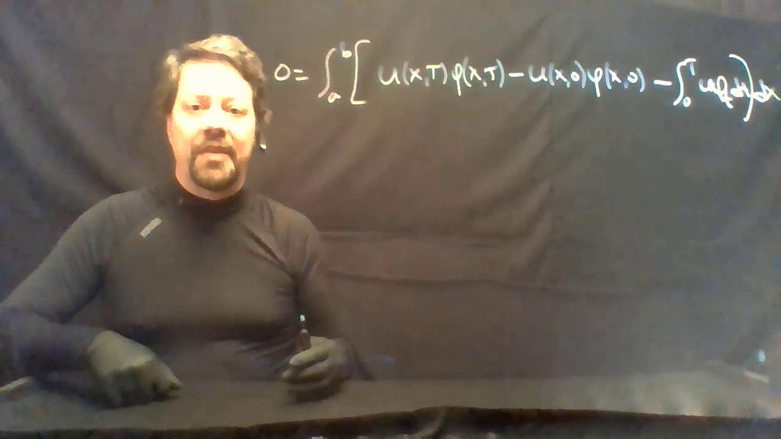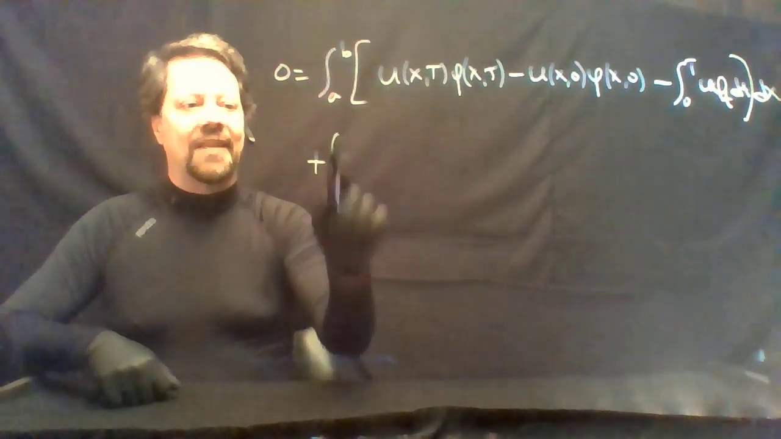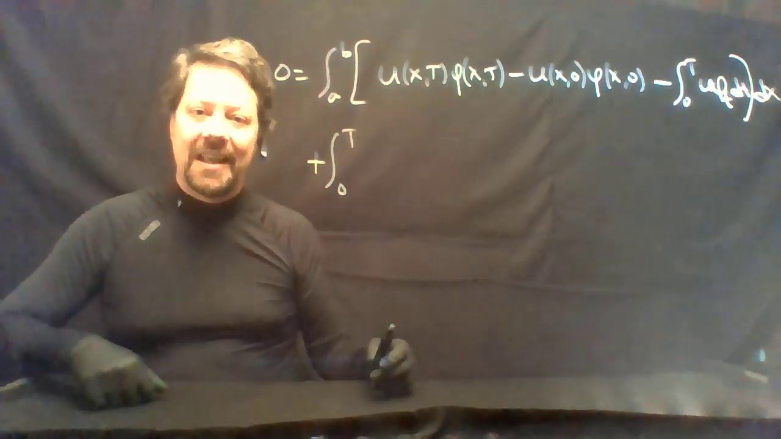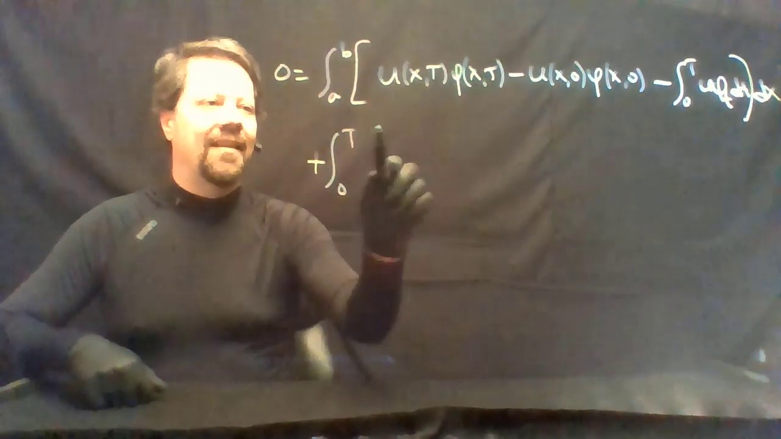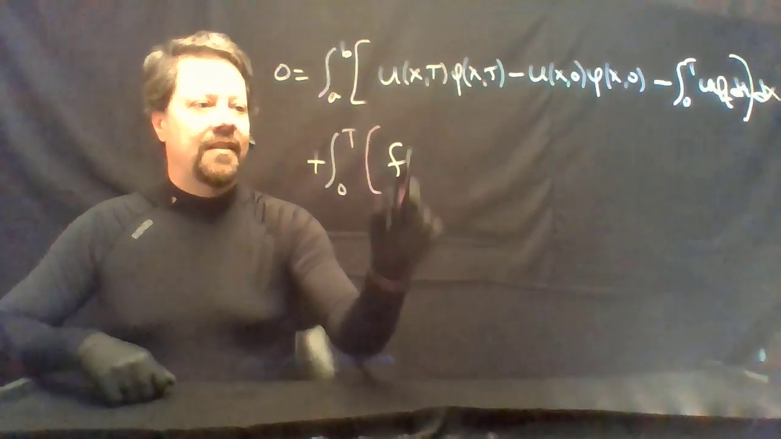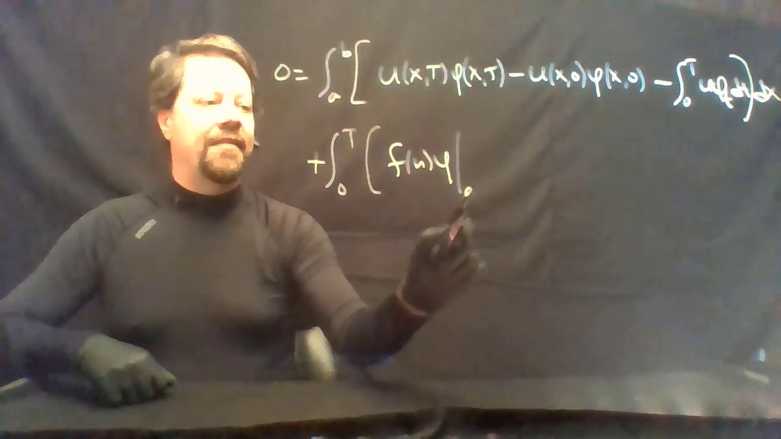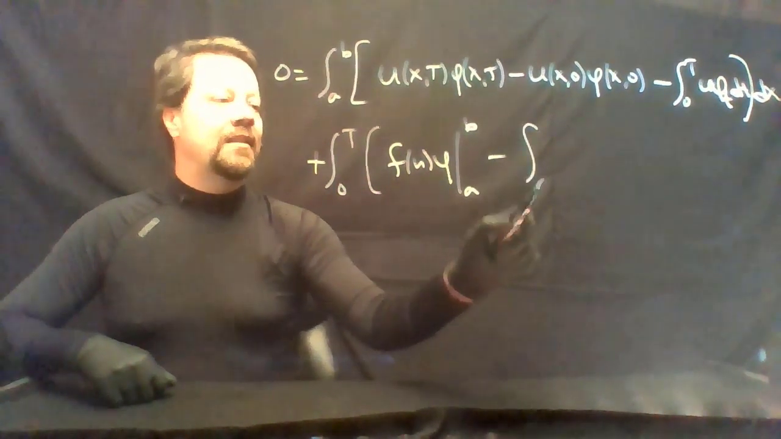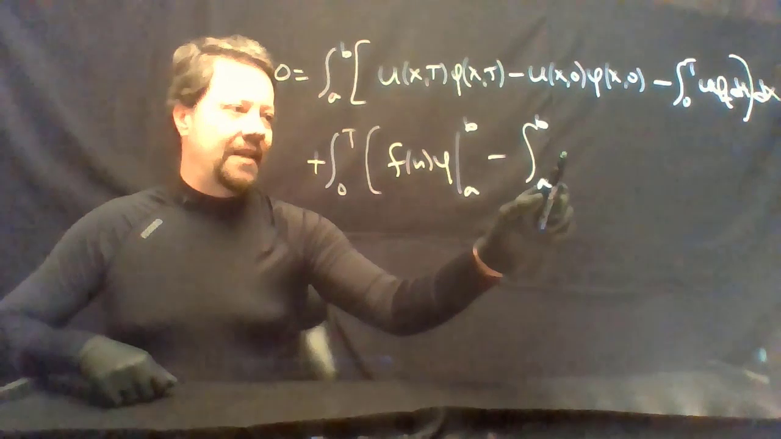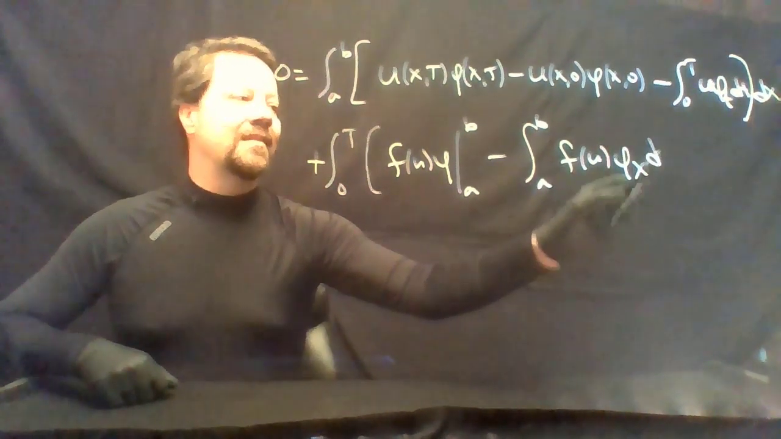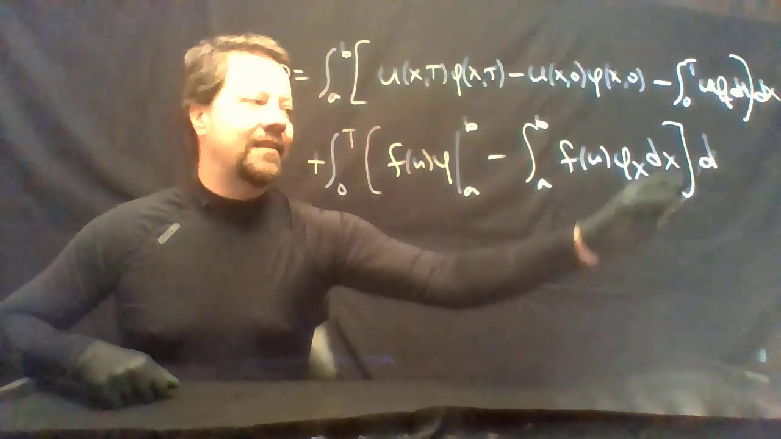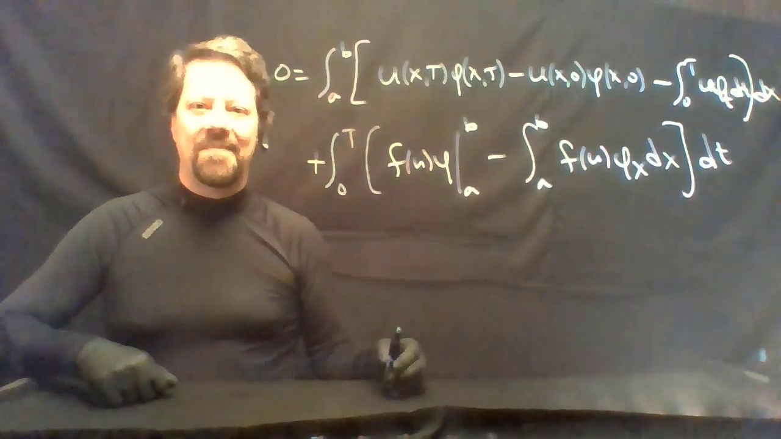On the second term, the derivative was with respect to x, so we need to perform the integration by parts with respect to the integral on x. We'll have f of u phi evaluated from a to b, minus the integral from a to b of f of u phi_x dx, and then dt.